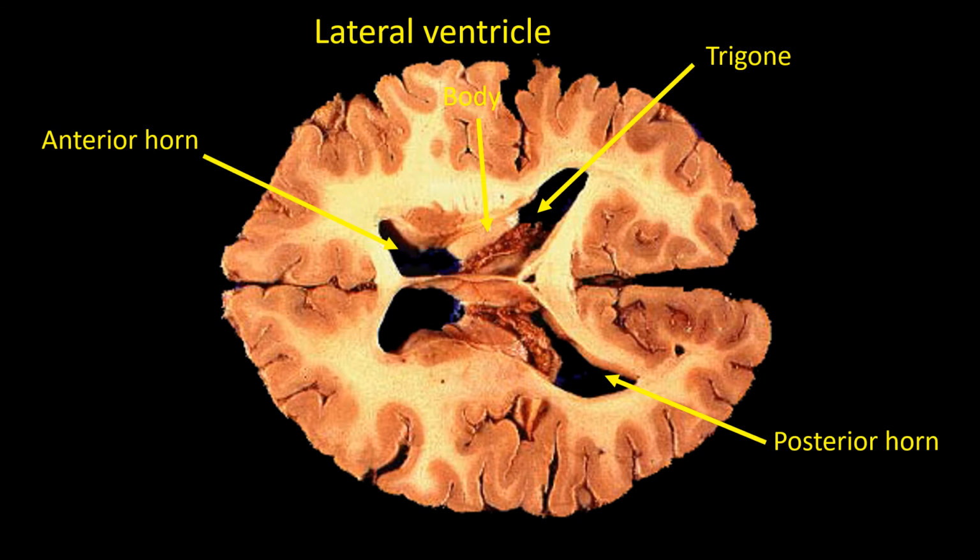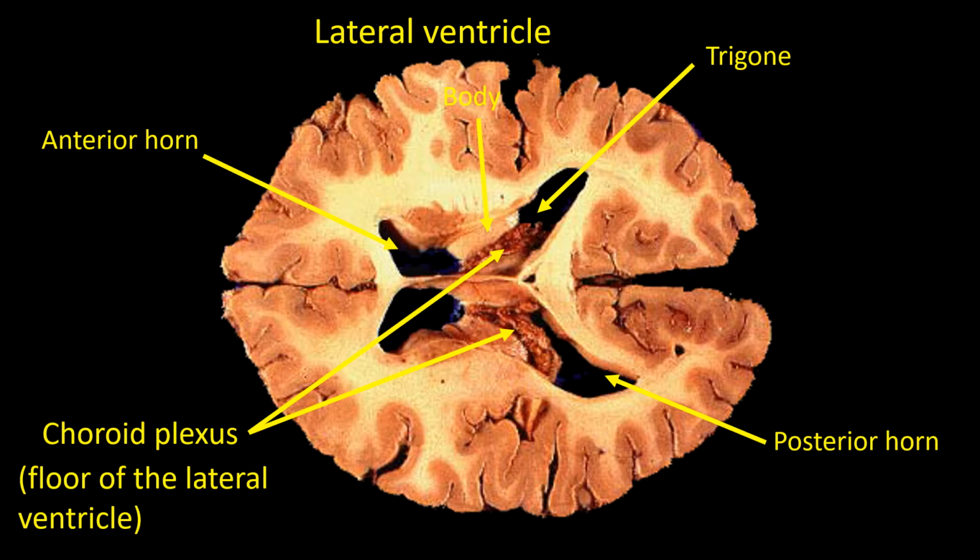In this specimen, you can see the choroid plexus resting on the floor of the body of the lateral ventricle, and the aqua arrow just added indicates that it continues towards the roof of the inferior horn of the lateral ventricles.